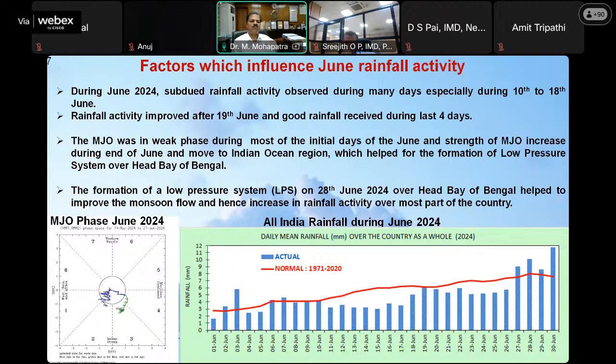And the third factor was that the mid-seasonal oscillation was not favorable on many days, especially during the 10th and 28th, and therefore we could not get enhanced convection and also enhanced low pressure systems or circulations.